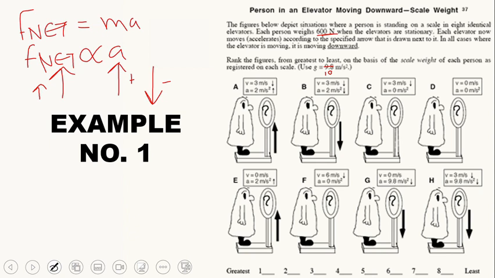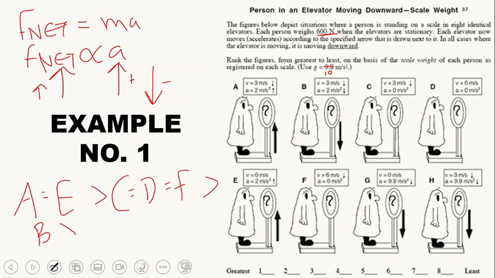But hang on, do we need to take the velocities of the people into account? Actually, no. Velocity doesn't affect force in any way, so we can disregard that. In fact, nothing about the motion of the people, not the velocity, not the direction they're going, matters to force outside of acceleration. So, our answer will be A equals B, E, and they're both greater than C, which equals D, which equals F, and that's greater than B, which is greater than G, which equals H.